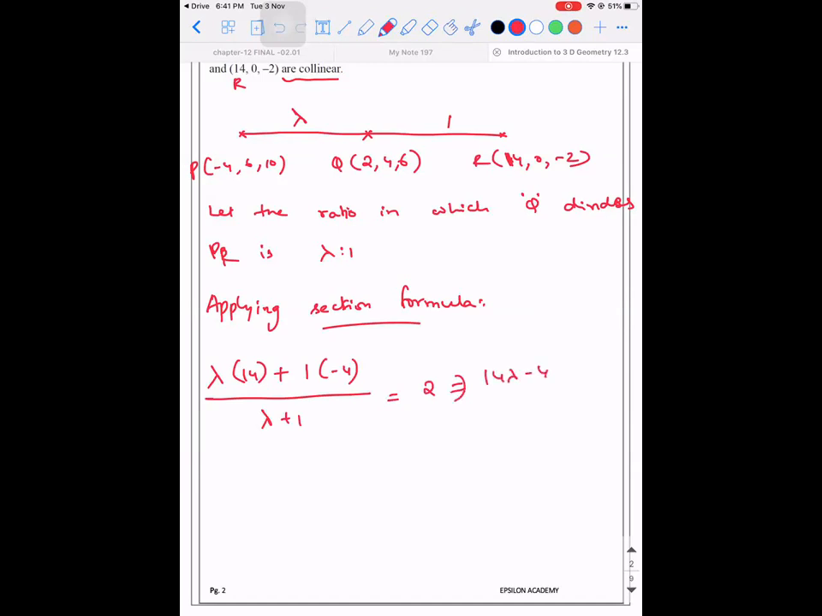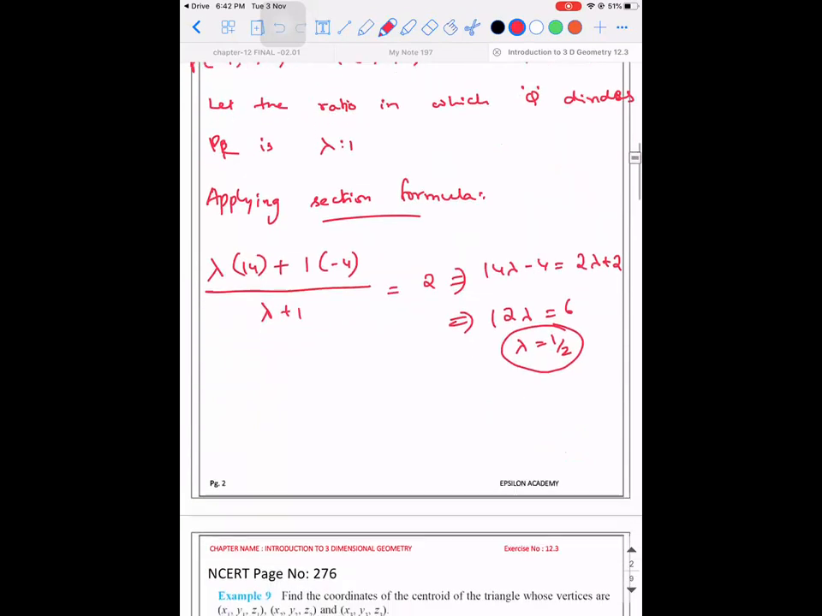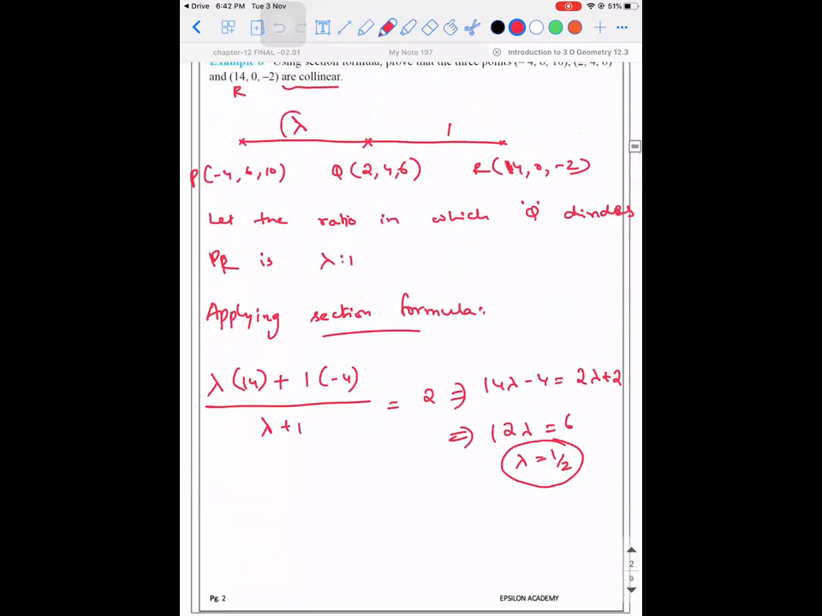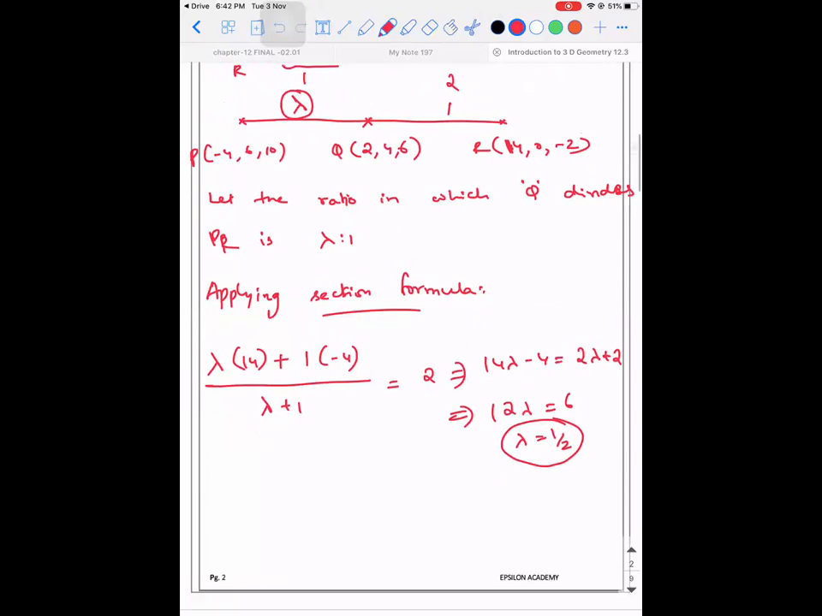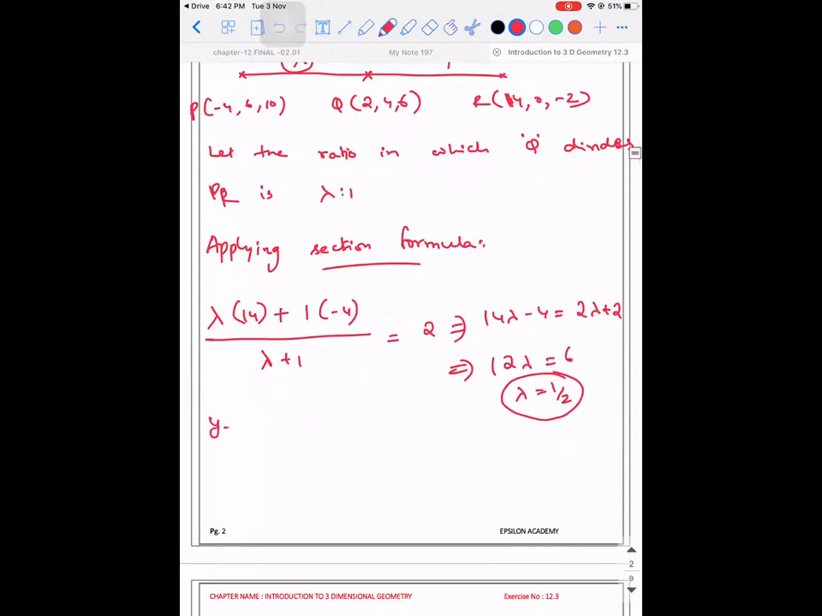So from this, find out lambda. 14 lambda minus 4 is equal to 2 lambda plus 2, which implies 12 lambda is equal to 6. What is the value of lambda? Lambda is equal to half. Means I found out that the ratio is 1:2.